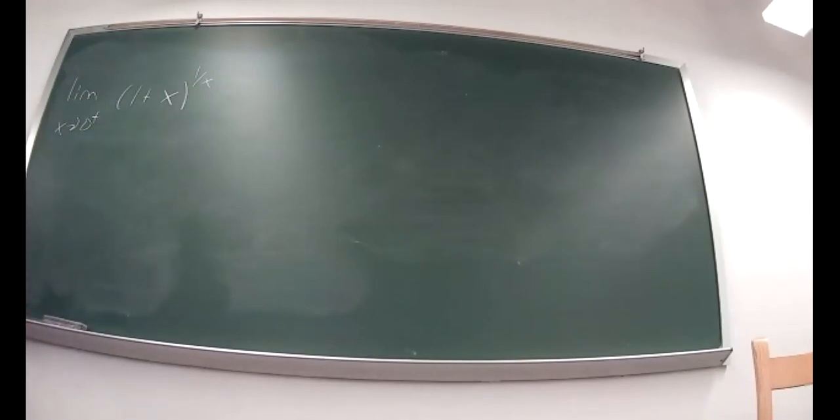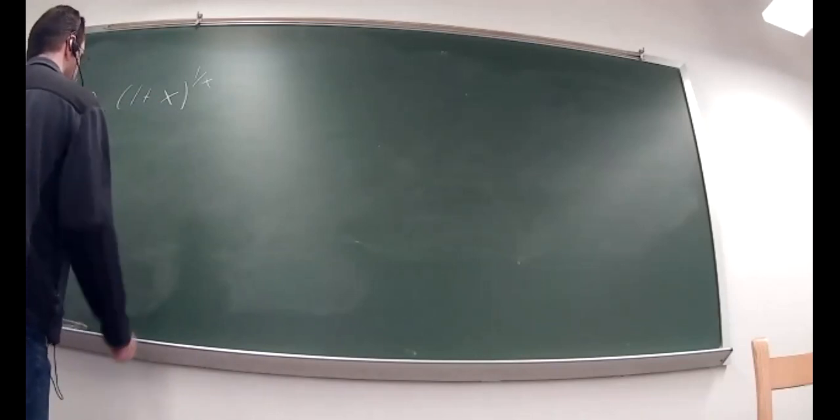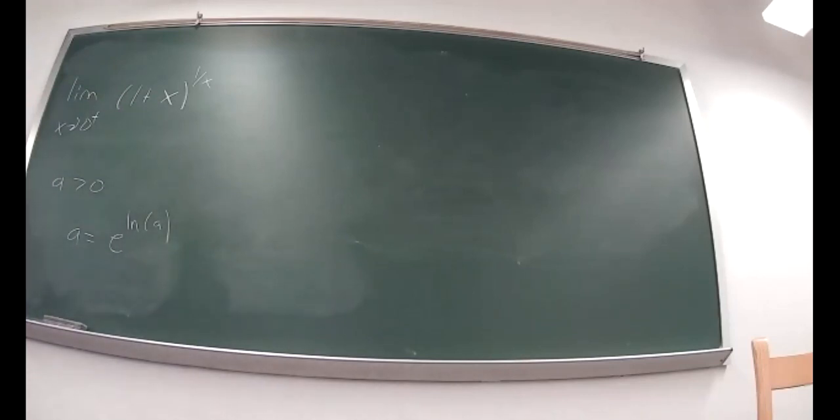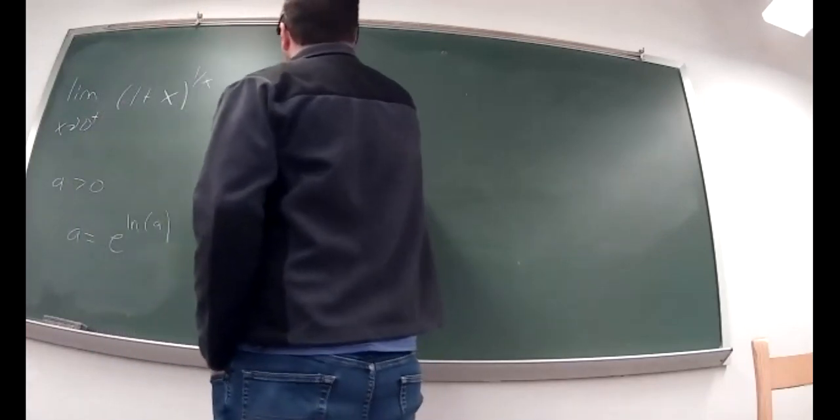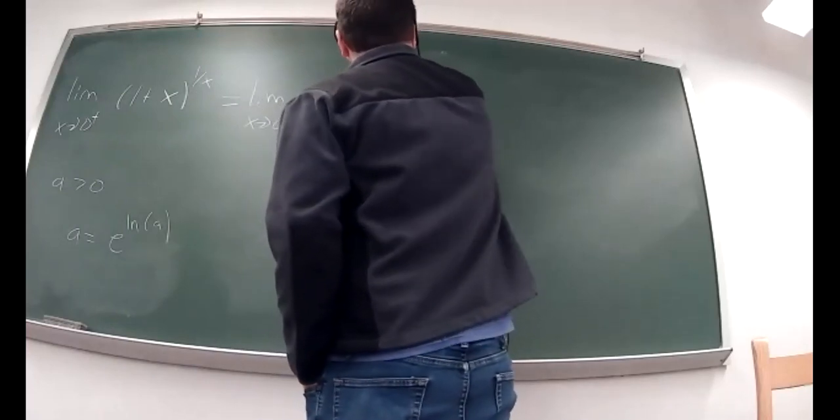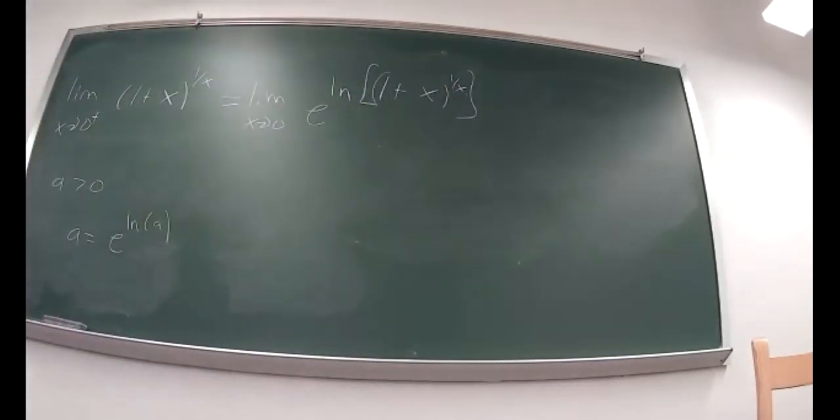What I like to do here is this: x is going to 0 from the right, so this number is bigger than 0. If you have a number a that's bigger than 0, then it's equal to what? e to the natural log of a, right? e and natural log are inverse functions. So I can rewrite this as the limit as x goes to 0 of e to the natural log of (1 plus x) to the 1 over x. That didn't change anything.